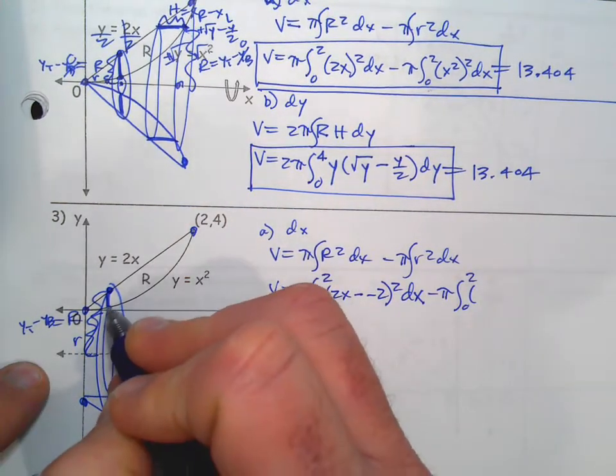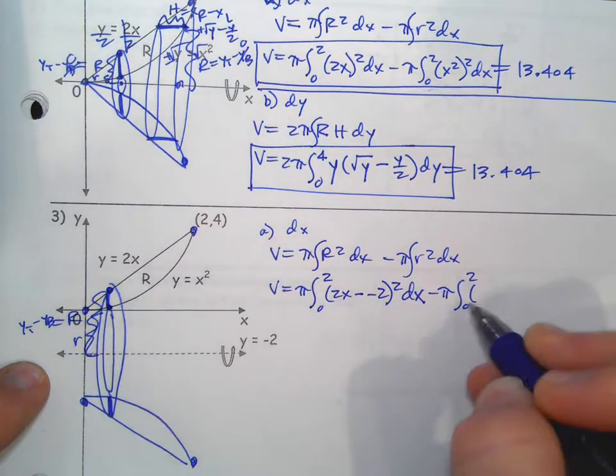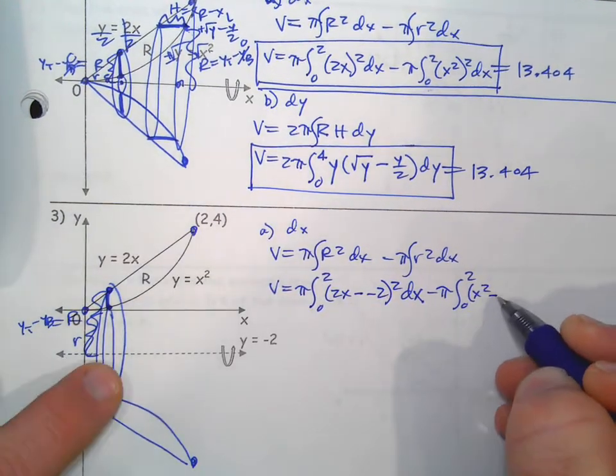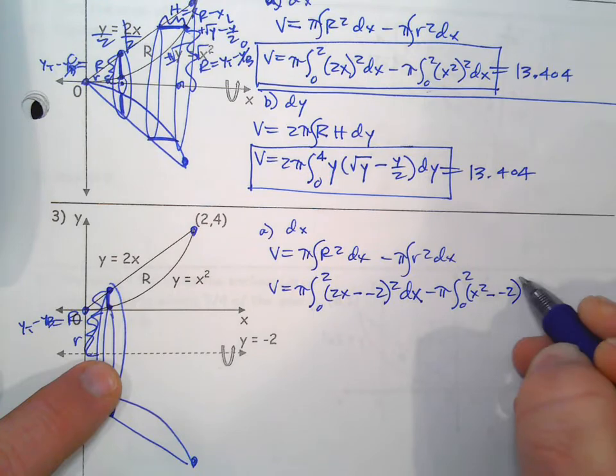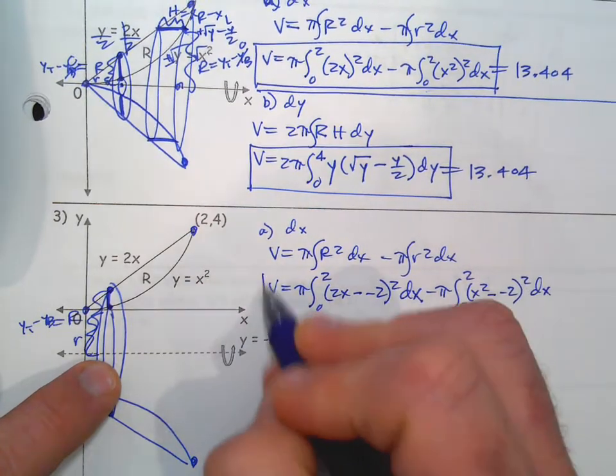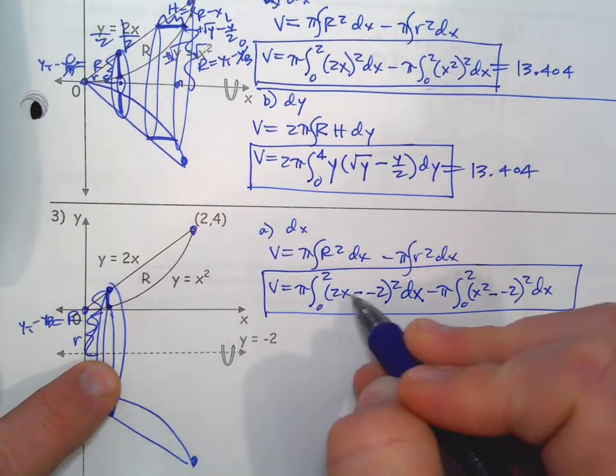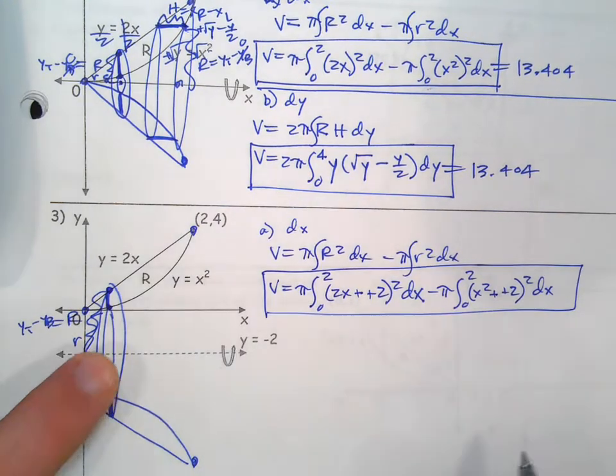Little radius is going to be y top, which is along that parabola. It's going to be x squared minus y bottom, which is -2. Don't forget the squareds. So that could be your setup. You can clean it up a little bit. You can change those to plus pluses. That's all I would do.